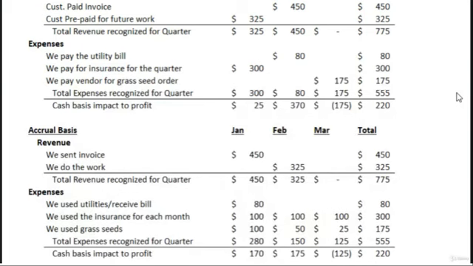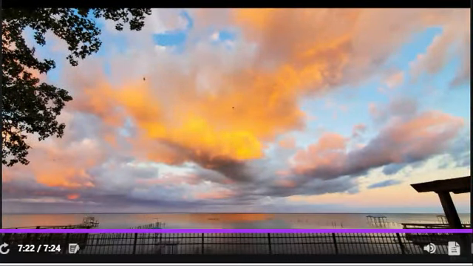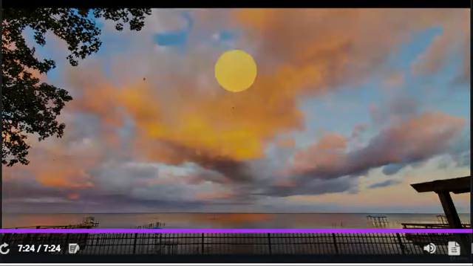So QuickBooks Online has the ability for us to set up our business or our client's business to be cash basis or accrual basis.